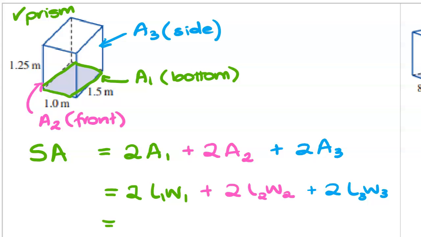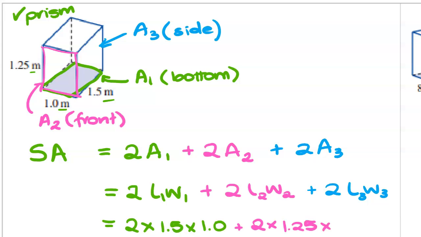Okay, so now we're going to substitute. I nearly forgot before. 2 times the length of 1. Now with a rectangle, which one's the length and which one's the width doesn't really matter, but I tend to like to make the longer one the length. So we'll say 1.5 times 1.0. Everything's in meters? Oh, phew, good. Okay, then we've got plus 2 times length 2. We're looking at this front face now. So let's say 1.25 times 1.0. You could just write 1.